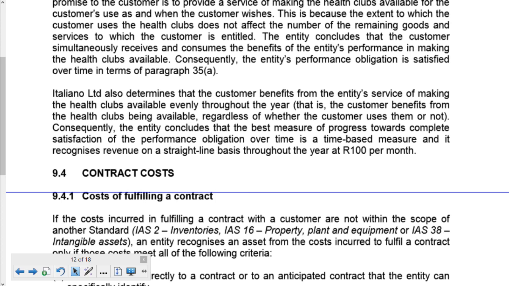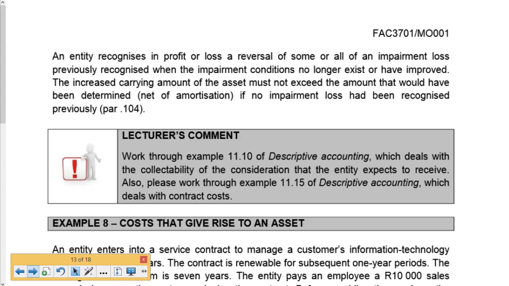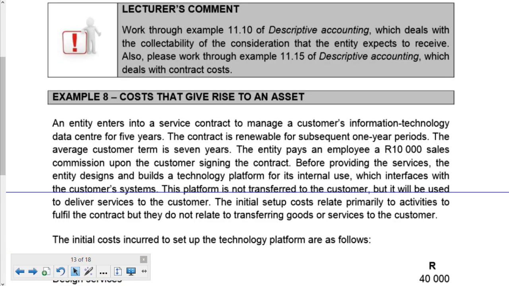I suppose we had already sort of been through the different service options. Costs, okay, that's costs. Costs that give rise to an asset.